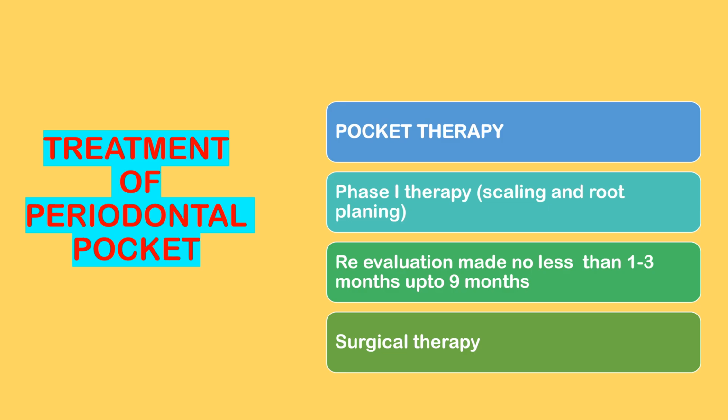Coming to the treatment of the periodontal pocket, pocket therapy can be done. Phase 1 therapy, in which scaling and root planing is done, with re-evaluation made no less than 1 to 3 months up to 9 months, followed by surgical therapy to eliminate the pocket. But the effectiveness of this pocket therapy is based on complete elimination of calculus, plaque and diseased cementum from the tooth surface.